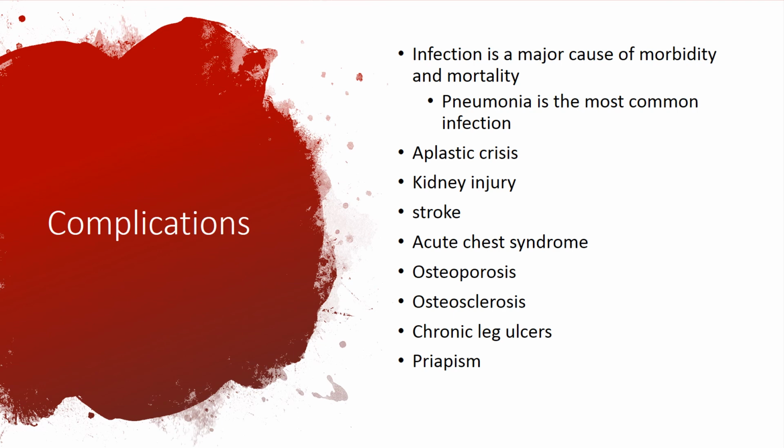And also, acute chest syndrome is a complication of sickle cell disease, and this is described as an acute pulmonary complication, and it includes pneumonia, tissue infarction, and fat embolism. And some things that characterize acute chest syndrome are fever, chest pain, cough, pulmonary infiltrates, and dyspnea.